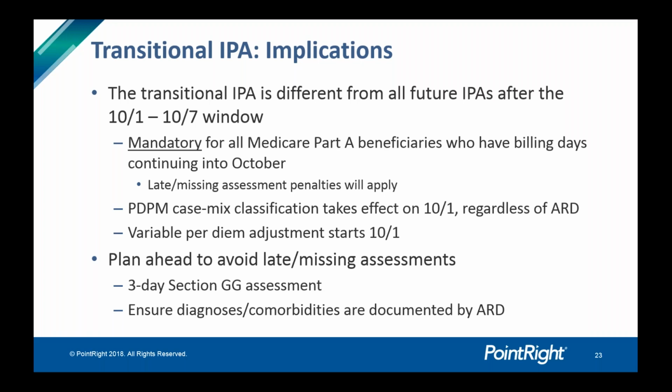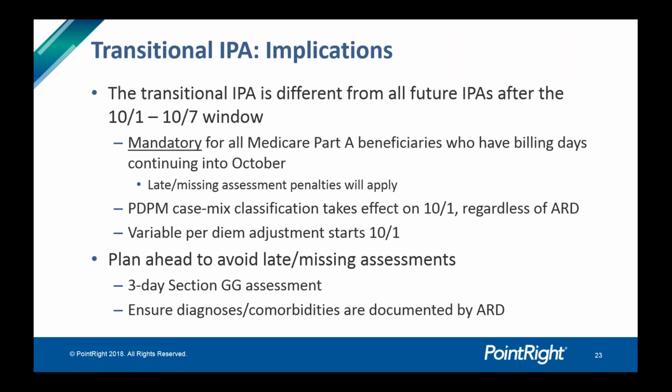So first of all, it's mandatory. After this transitional window is over, the IPA will be optional, but this is going to be mandatory for every Medicare Part A resident in your facility who has billing days that continue from September into October. If you want to continue to get paid for that stay, you're going to need a PDPM designation for that resident. Now, what that means, though, is because this IPA is mandatory, that if you don't set that ARD by October 7th, then the late assessment penalty applies.